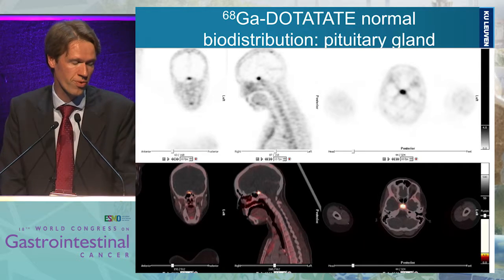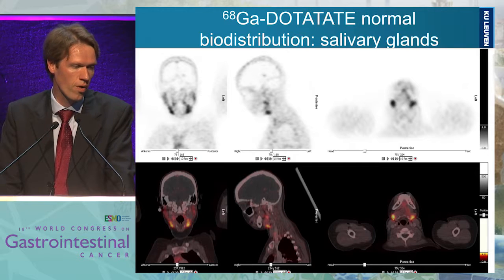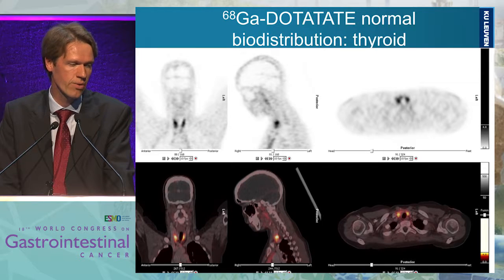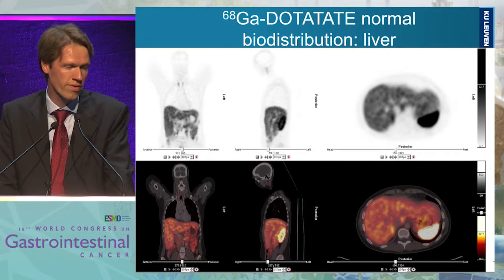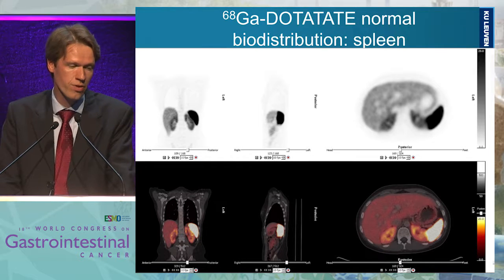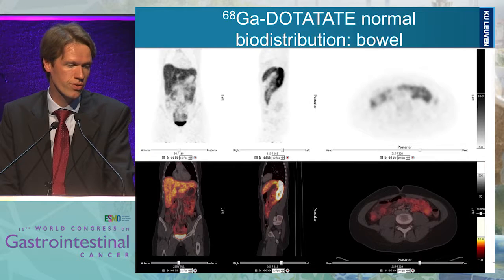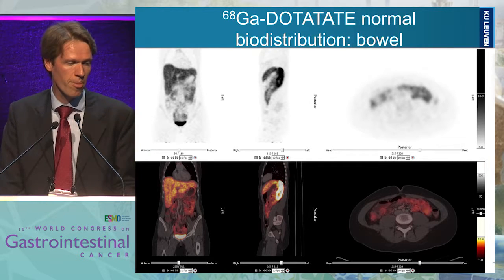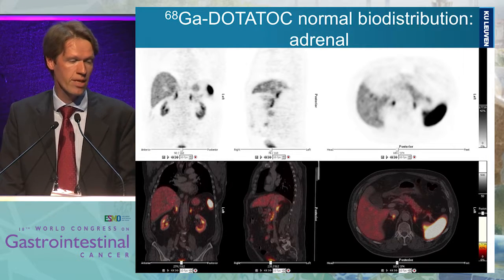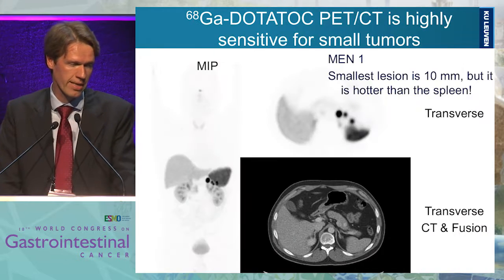So here we see the pituitary gland, which is like a cyclops, uptake in salivary glands, in thyroid. We see moderate uptake in the liver. Highest uptake in normal patients is within the spleen. Excretion through the kidney, some diffuse uptake in the bowel loops can be seen, and finally both adrenals will also show high uptake.